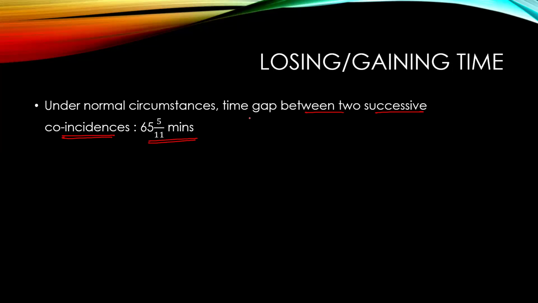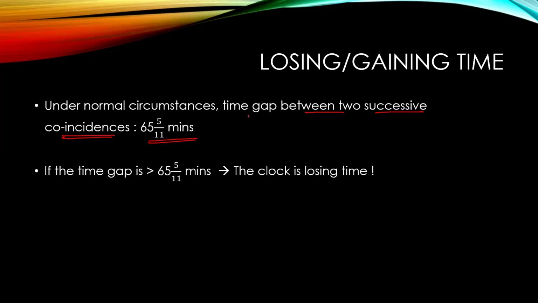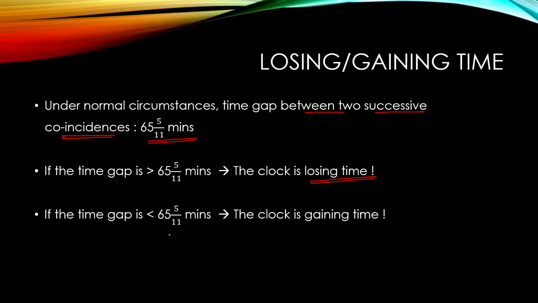Now, consider a scenario wherein a clock is taking more than 65 and 5 by 11 minutes to show the coincidence between the hands of the clock. Then you can see that the clock is actually getting decelerated. The clock is losing time. That's what it means. In the same way, if the time gap between two successive coincidences is less than 65 and 5 by 11 minutes, then understand that the clock is getting accelerated. The clock is technically gaining time in this process. So make a note of this input.